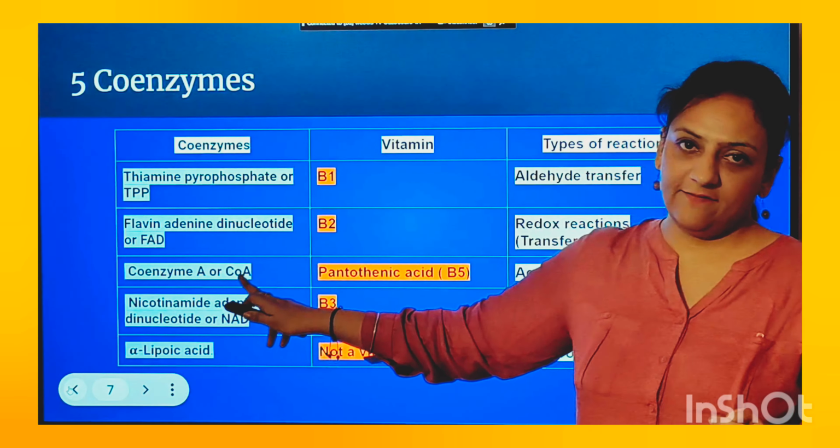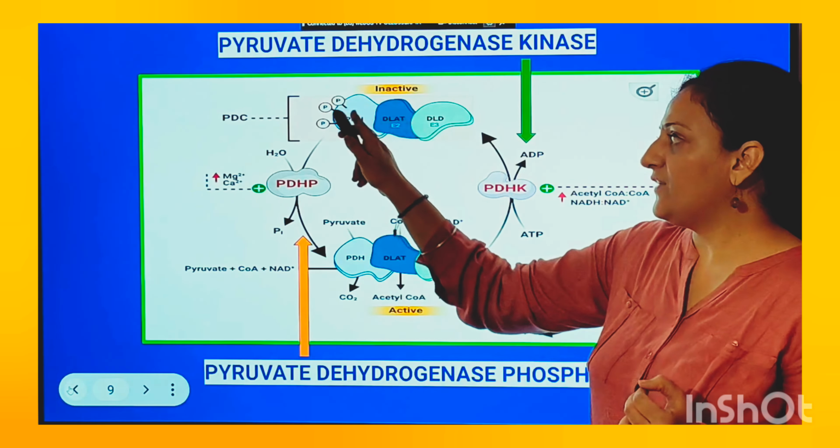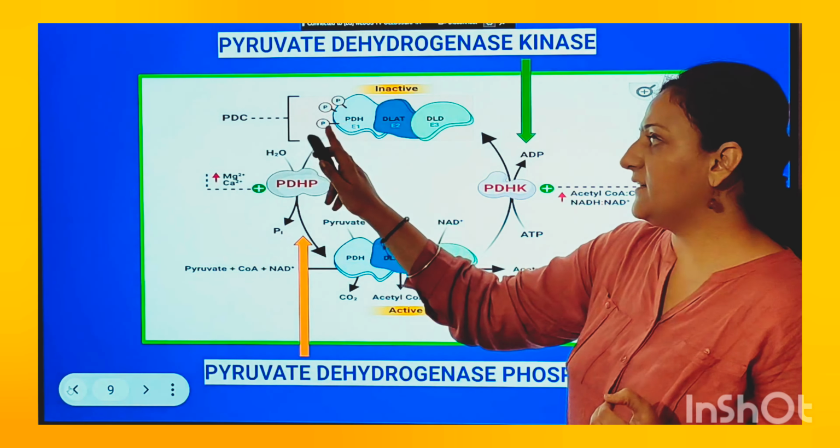So here you can see this is the inactive form of the pyruvate dehydrogenase complex, which consists of 3 enzymes E1, E2, E3. PDH means pyruvate dehydrogenase, DLAT means dihydrolipoyl acetyltransferase, and DLD is dihydrolipoyl dehydrogenase. So when it is phosphorylated, it is in the inactive form. So pyruvate dehydrogenase phosphatase will remove this phosphate and it will become active.